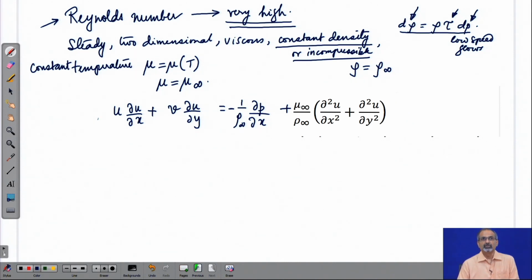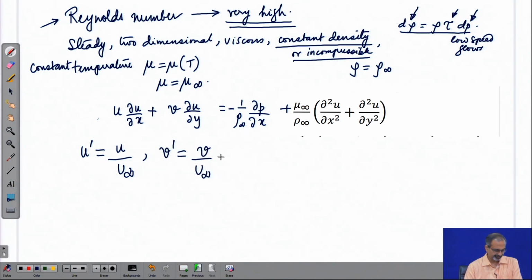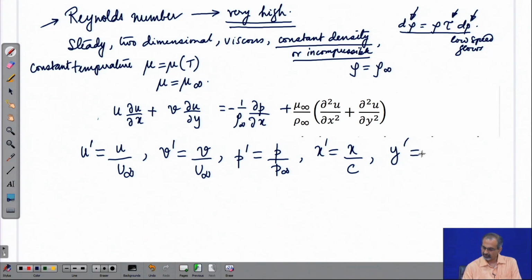And then we are going to introduce a few non-dimensional quantities. We are going to non-dimensionalize the velocities with respect to the free stream velocity, the pressure with respect to free stream pressure and the length scales with respect to the characteristic length scale of the problem. For example, if C is the chord of an airfoil, we non-dimensionalize the coordinates x and y with respect to C. If you do that and you substitute these values into the original equation, then what do you get?